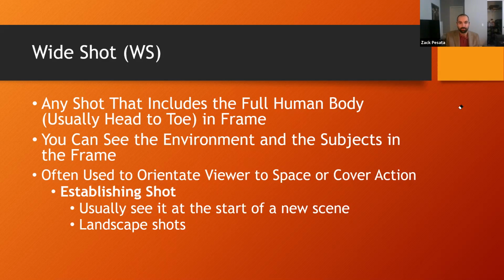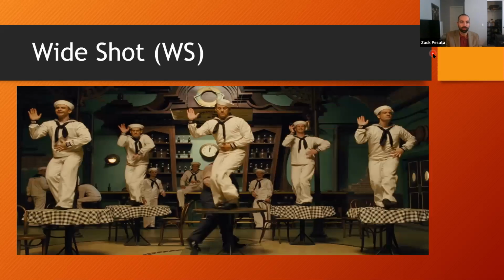So this is a wide shot. Notice we have 1, 2, 3, 4, 5, 6, 7, 8, 9, 10, 11. You have 11 human subjects in the frame. And notice how wide the framing is. You're seeing subjects from head to toe. You're seeing them all spaced out in the frame. You're also seeing a lot of the set, the location. So we're seeing a lot of information in this shot.